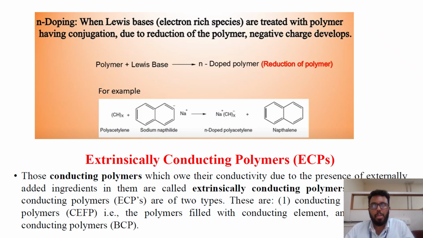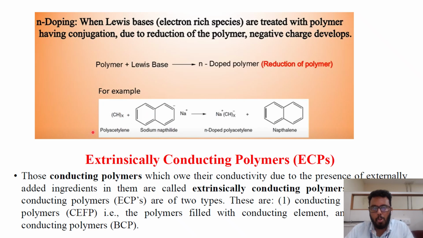Now N doping. In the previous case, I said that you have to take a conjugated polymer and react it with a Lewis acid. For N doping it should be an electron-rich one. So you have to treat the polymer having conjugation with a Lewis base, an electron-rich species. Here, reduction will happen, which means the polymer will accept the electron. When the polymer accepts the electron, it will get the negative charge. That's it. Polymer plus Lewis base will form an electron-doped or electron-rich polymer, that is N-doped polymer.